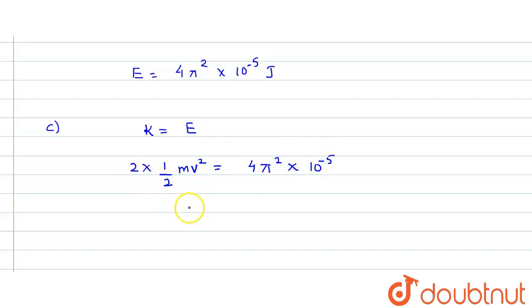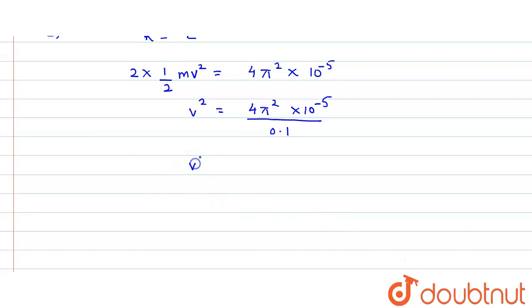Now this 2 would be gone. Then our v square would be equal to 4 pi square into 10 raised to the power minus 5 divided by the mass. The mass value is 0.1. We can put the value as 0.1. So v square in this condition would be 4 pi square into 10 raised to the power minus 4. Now if we calculate, v would turn out to be 2 pi into 10 raised to the power minus 2 meter per second. So this is our last part.